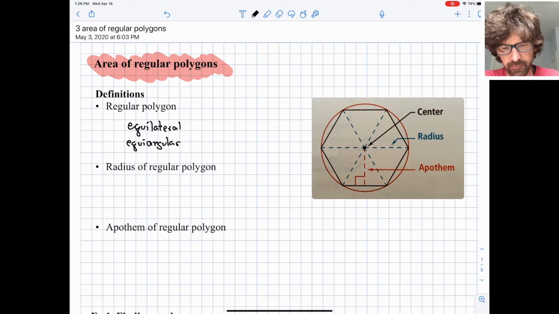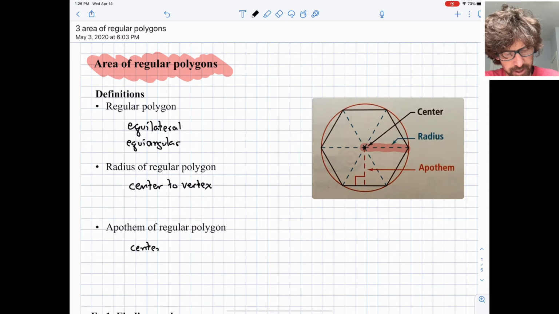First, I want to talk about the radius of a regular polygon. The radius is the line segment that goes from the center to the vertex. This is similar but slightly different from the radius of a circle, which goes from the center just to the edge of a circle. But here it goes from the center to a vertex. That's in contrast to what we call the apothem, which goes from the center to the midpoint of a side.